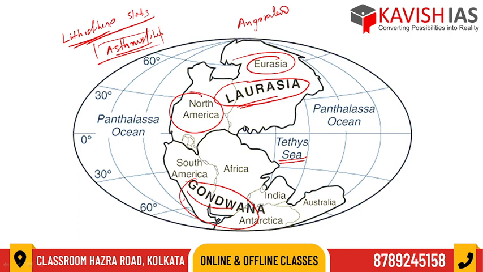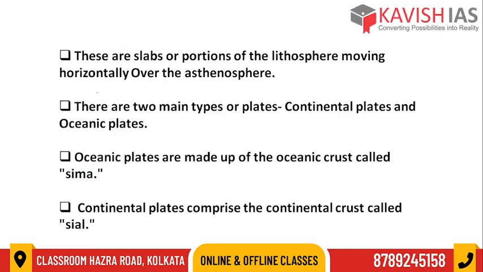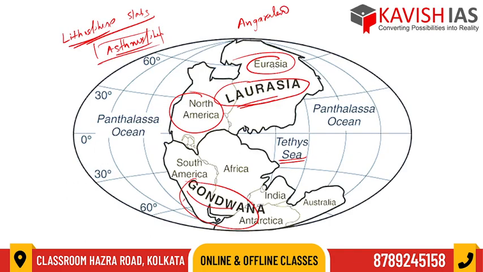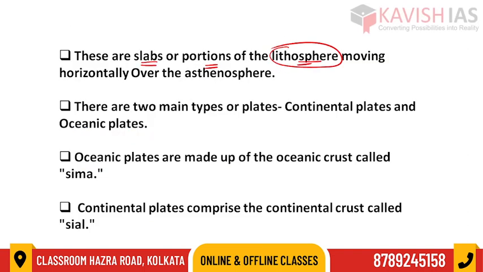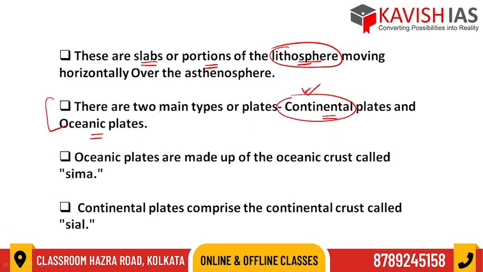Now the question comes, what is a plate and how do they move? So here is the discussion of what a plate is. These are the slabs or portions of the lithosphere. That means whatever I mentioned in the earlier slide, that these entire lands are the lithosphere, and these lithospheric slabs are called plates. Mainly they are divided into continental plates and oceanic plates. The plates which make up the continent portion are called continental plates, and those which make up the oceanic part are called oceanic plates.